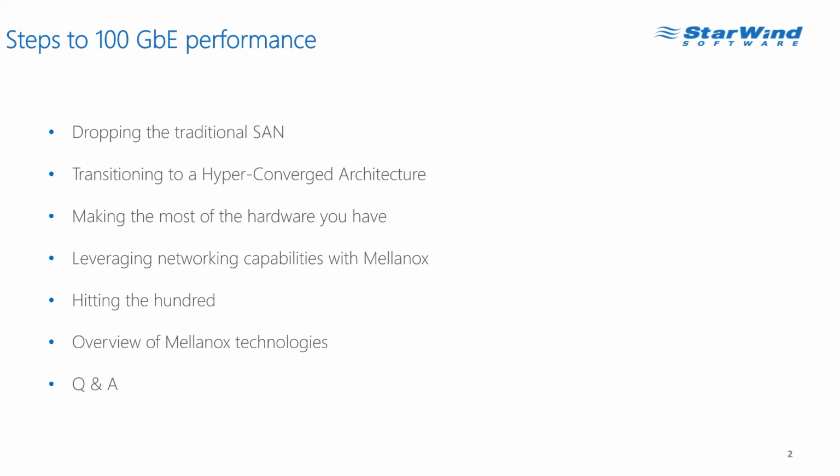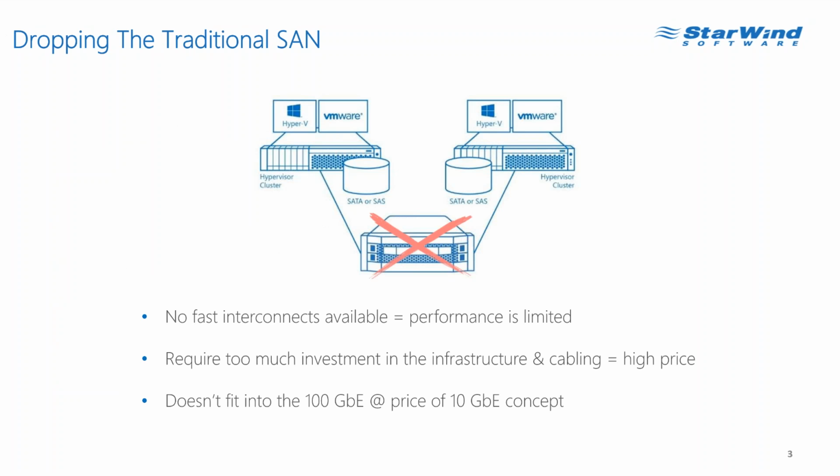And then we're moving further. So what is the first step we need to do to make it possible to use and leverage 100 gigabit Ethernet performance for the price of 10? First thing is to get rid of the traditional SAN, because it won't be possible for us to achieve our goal with that, at least for now. So no fast interconnects available for commodity SANs today. That means our performance is limited and we cannot really leverage fast interconnects.